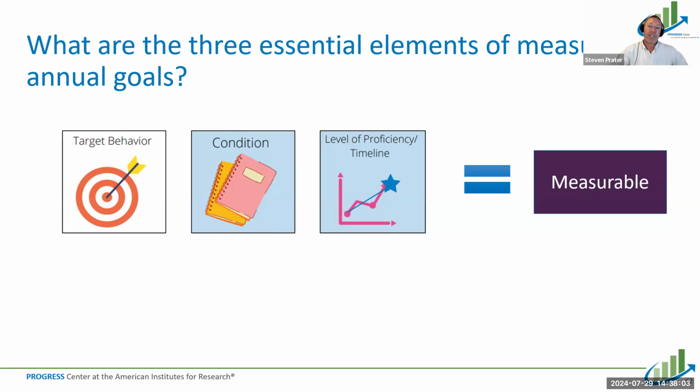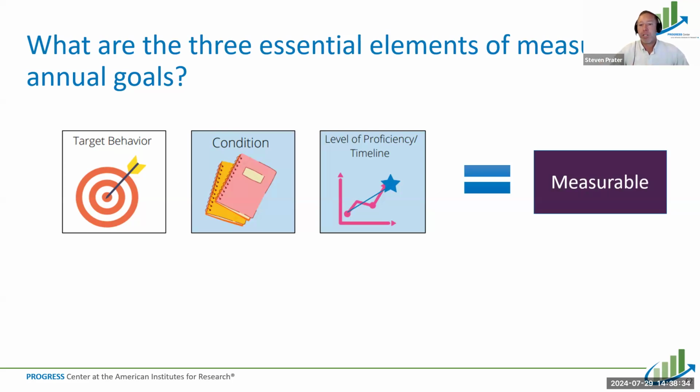The last thing there says level of proficiency and timeline. So level of proficiency means how are we going to know when that student reaches this goal? What are we going to expect the student to do for us to say the student has reached this goal, so we believe that they can be successful with it? Sometimes it's a level of proficiency, sometimes it's a time frame, sometimes it's both together. So that's why they're kind of together on the same square.